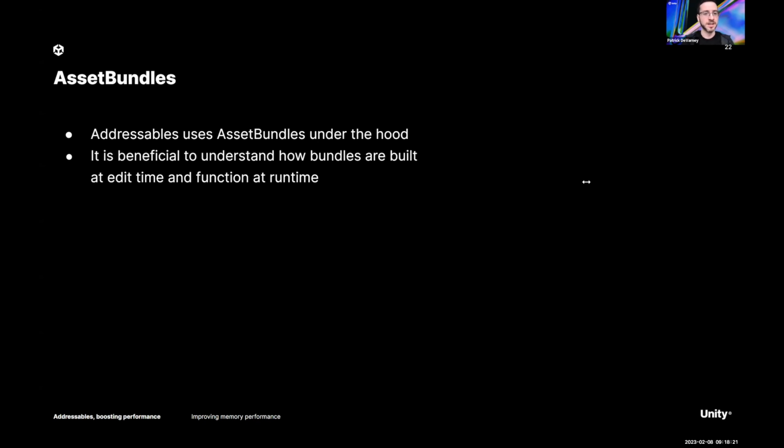We just pass off the key to Addressables and say, hey, please load this shield. And Addressables handles everything from downloading the bundle, loading it, dependencies, all that nasty stuff. And it just hands back, here's the shield object, and that's great. So Addressables abstracts away asset bundles, but it's really useful to understand how asset bundles are built and how they function, because that's going to unlock a lot more performance improvements.